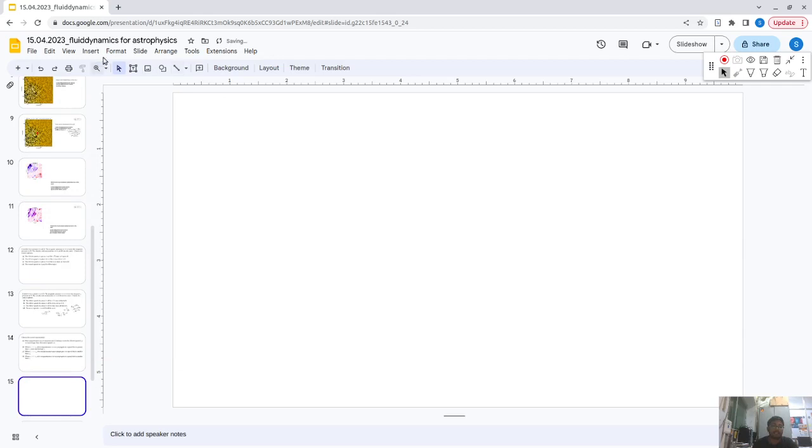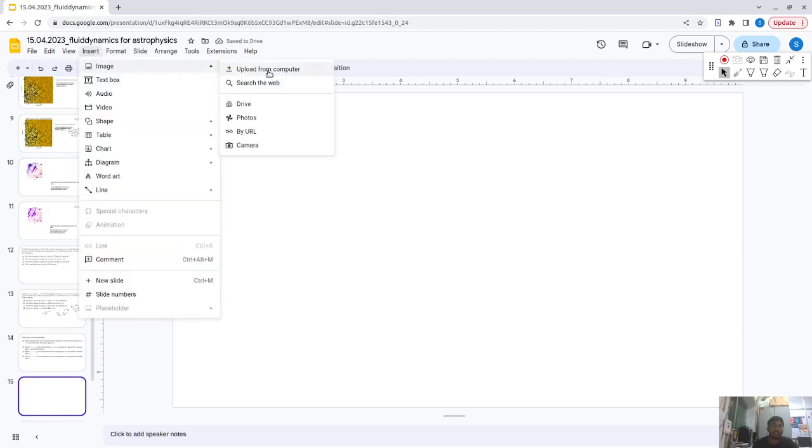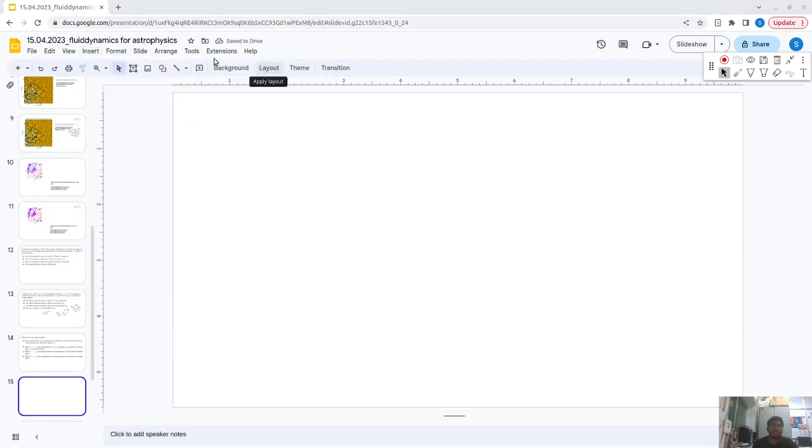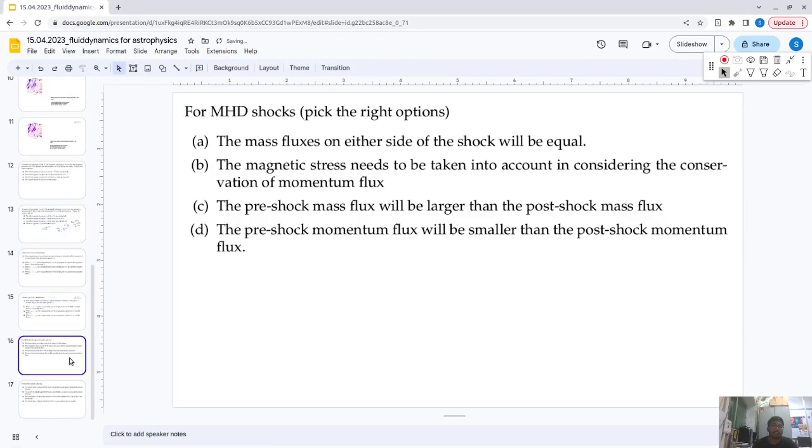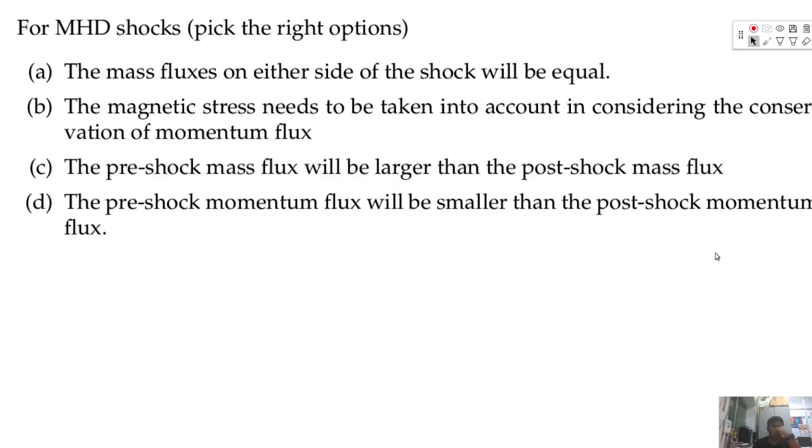New slide. You have the insert option here. So this one is there. Now the next question is, now we are moving towards shocks. So a shock is basically a discontinuity in different parameters like magnetic field, density, velocity, these ones.